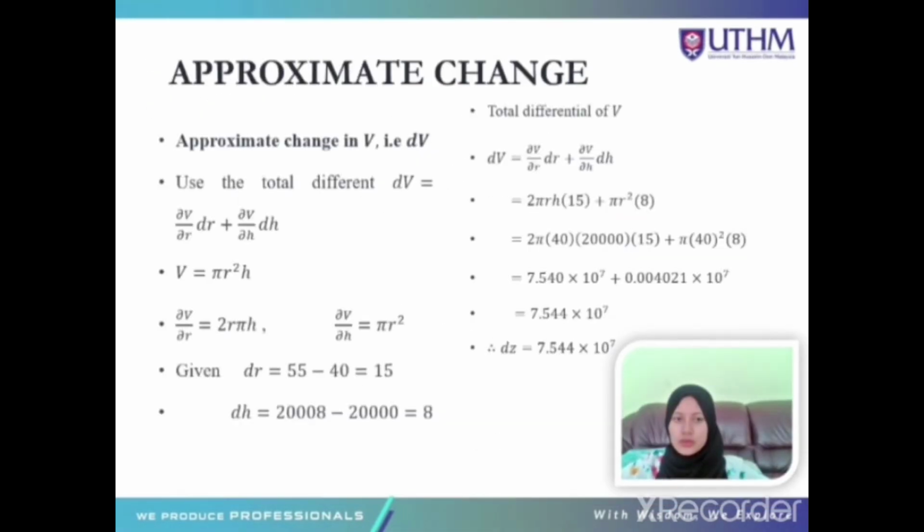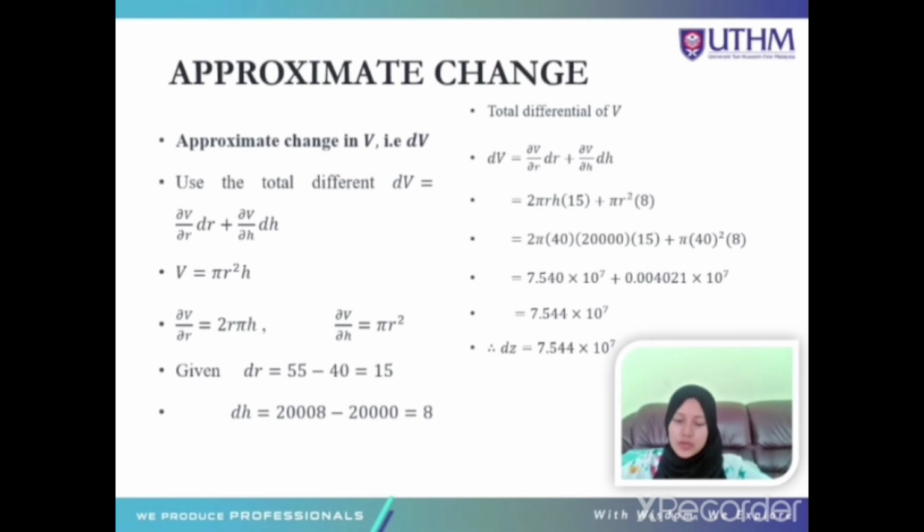Now we need to calculate the approximate change in V, for example dV. We use the total differential equation, which is dV equals dV over dr multiplied by dr plus dV over dh multiplied by dh. Okay, for the previous calculation, we got the volume of the cylinder, which is pi r squared h. So we need to differentiate with respect to r and h. When we differentiate dV over dr, we get 2 pi r h, and when we differentiate dV over dh, we get pi r squared.